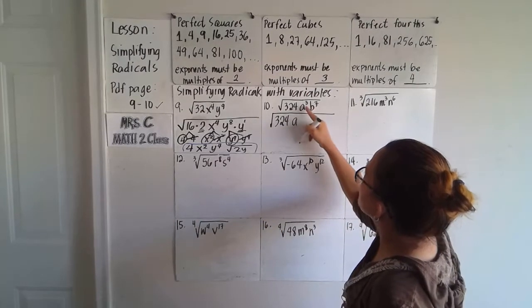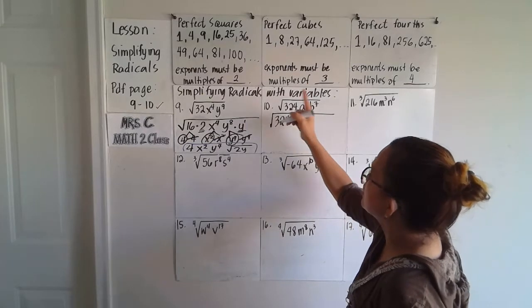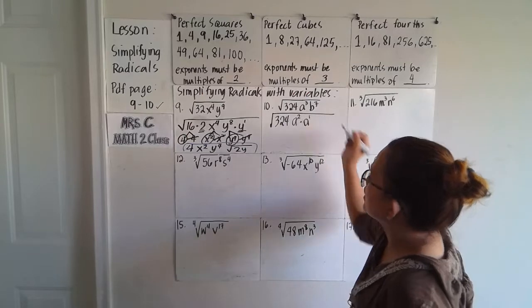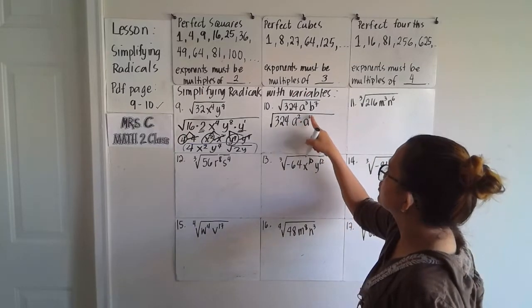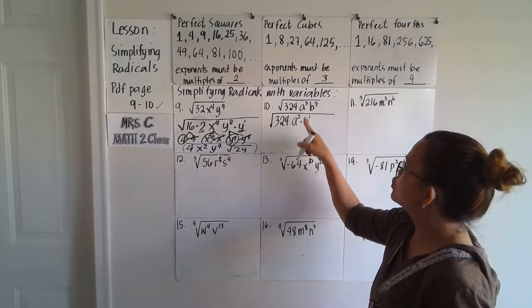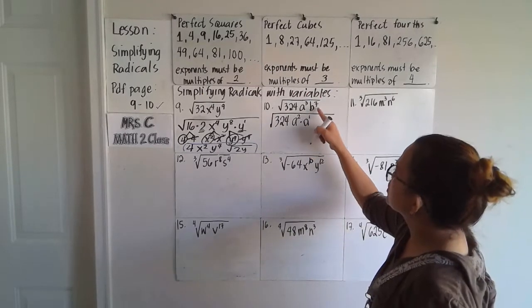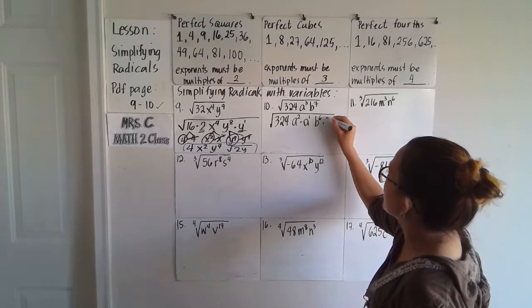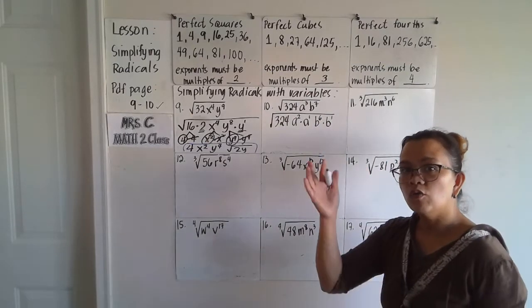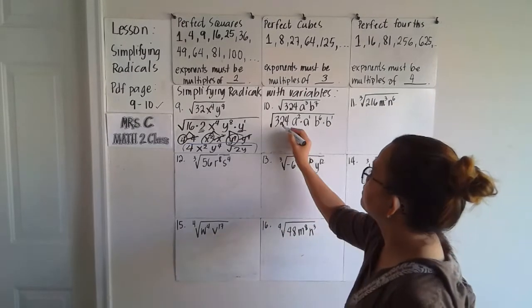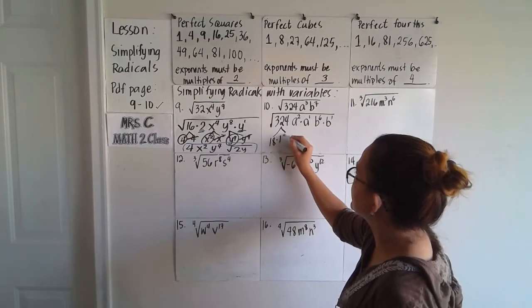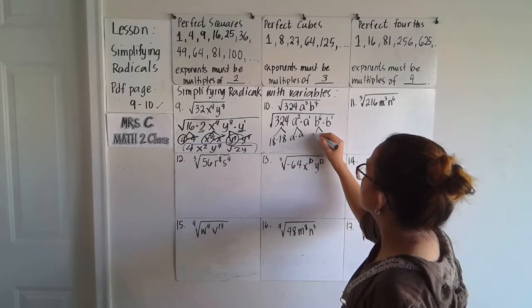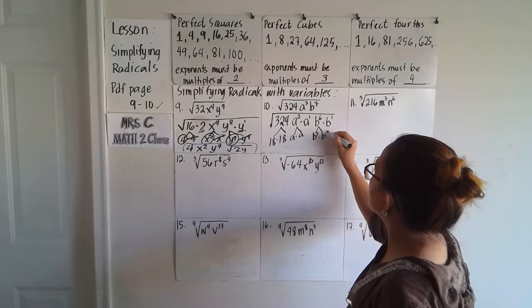So a cubed: since 3 is not divisible by 2 or a multiple of 2, we can create a breakdown of a squared and a raised to 1. As I said, exponent rule, 2 plus 1 is equal to 3. B raised to 7: 7 is not a multiple of 2. So we need to break down 7 into b to the 6th and b raised to 1. Now we need to split them or break them down. 324 would be 18 and 18. A squared would be a and a. B to the 6th would be b cubed and b cubed.